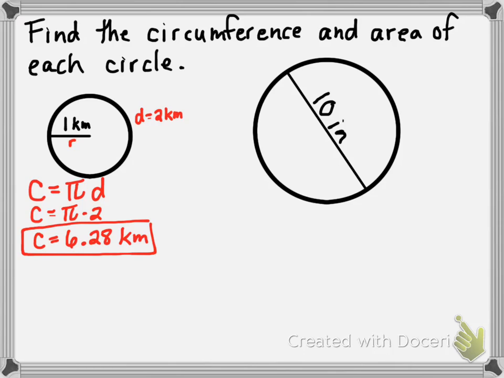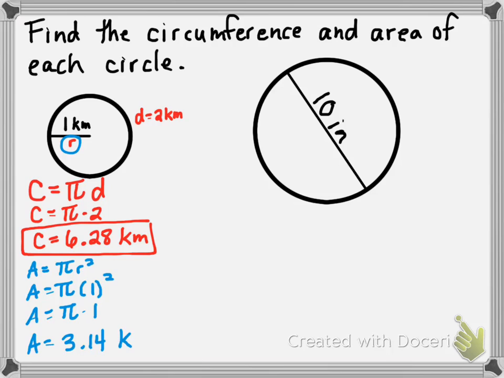Okay, and then for the area, the formula for area is pi r squared. Well, it did give me the r already, so I can use the 1. Pi times 1 squared is just pi times 1. Okay, which pi times 1 is just pi, so 3.14 kilometers squared. So I have the circumference and the area for this circle. This is the distance around the circle. This is the space inside the circle.